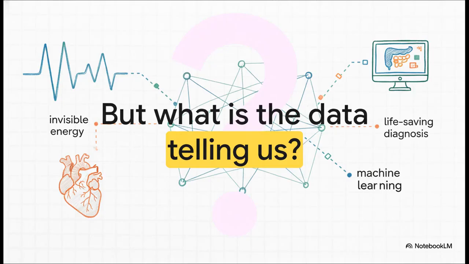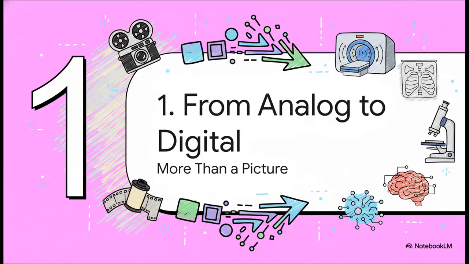And that really gets to the heart of what we're talking about. What is that underlying data really telling us? How does a machine turn something totally invisible into an image that can literally save a life? Well, let's find out. To really get it, we first need to appreciate the massive leap from old-school analog film to the digital world. And trust me, this wasn't just some minor upgrade. It was a revolution that completely changed what was possible in medicine.